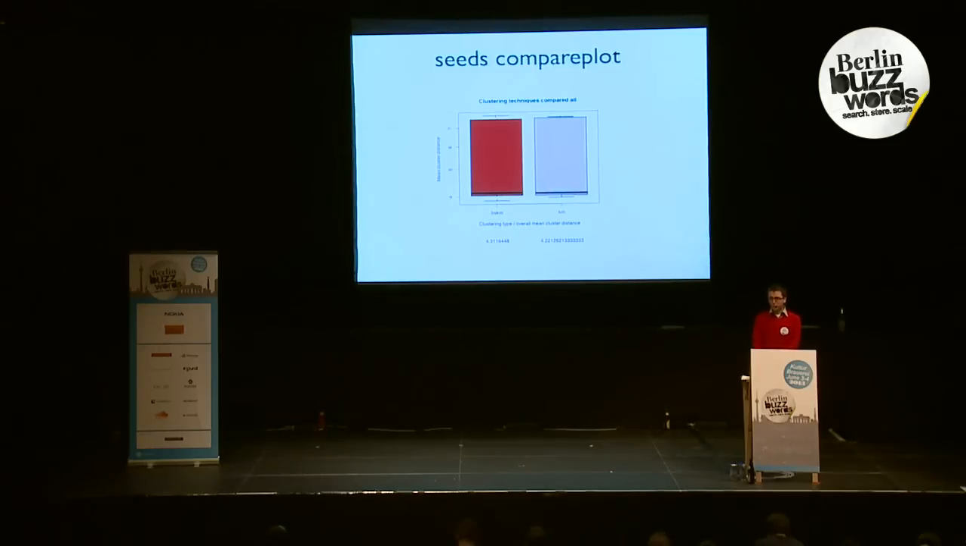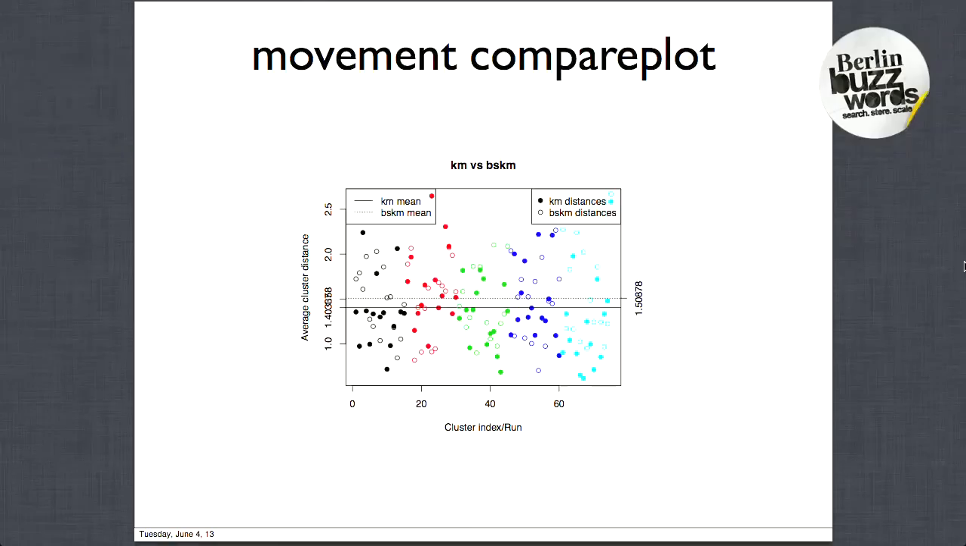Now this is probably pretty hard to visualize, so there's this other plot for some other data set called movement. This actually shows you for all 5 runs what the distances in each cluster look like.